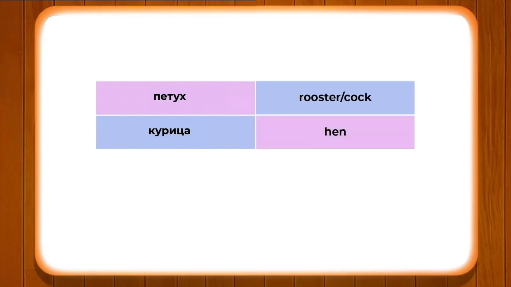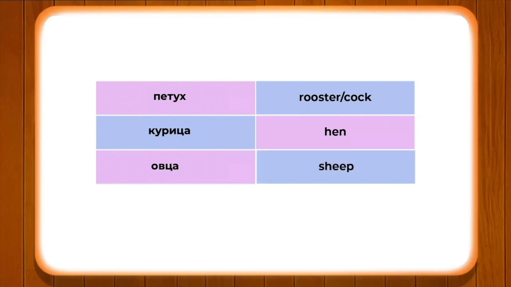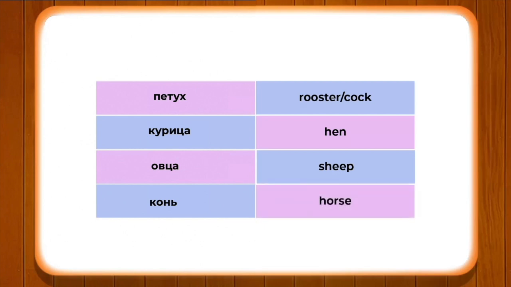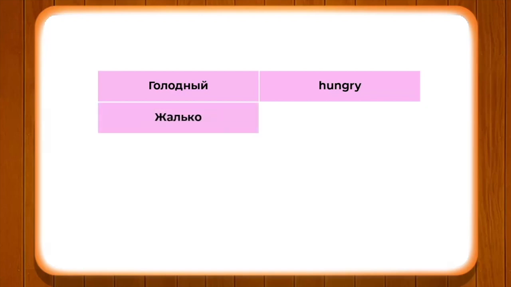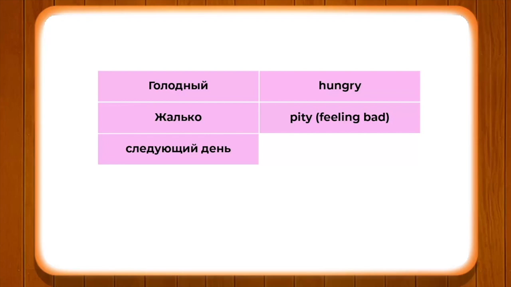that means hen. Next we have ovca, that means sheep. Next word is kon. Kon means horse. Next word we have in the list is galodny, means hungry. Next is жалко, that means pity or feeling bad. Next word combination is следующий день, meaning is next day.